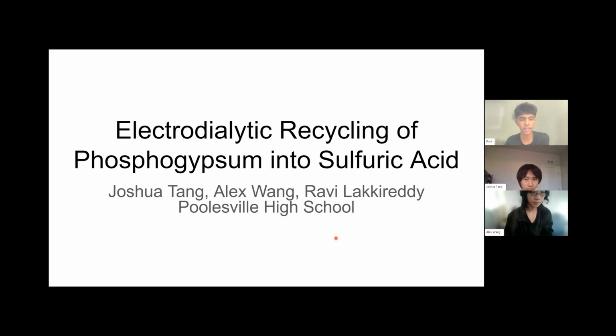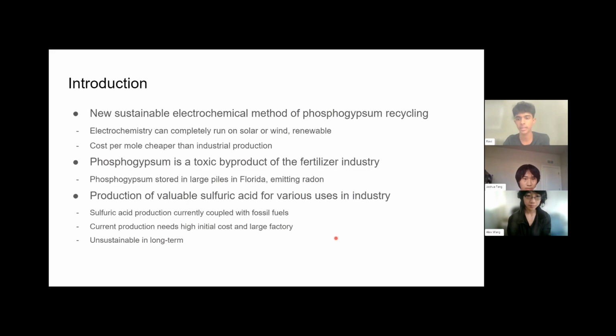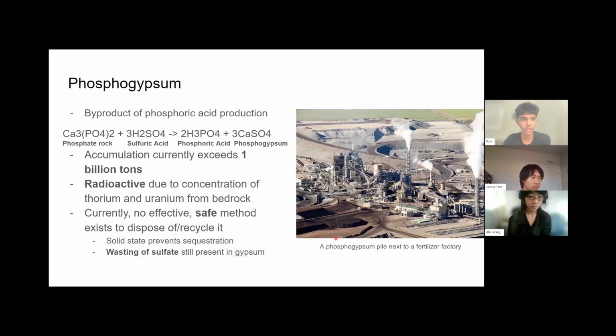We're going to be talking about electrodialytic recycling of phosphogypsum into sulfuric acid. Phosphogypsum is a byproduct of phosphoric acid production, or the fertilizer industry. Solid phosphate rock is reacted with sulfuric acid to produce phosphoric acid and phosphogypsum. Currently, over 1 billion tons of toxic phosphogypsum has accumulated in Florida. It can't be pumped underground because it's solid rock, and it can't be repurposed because it contains radioactive materials, and the EPA prevents that.